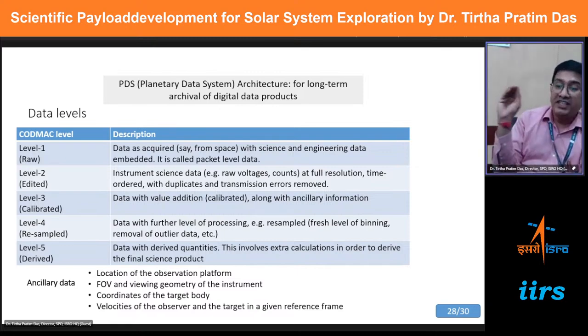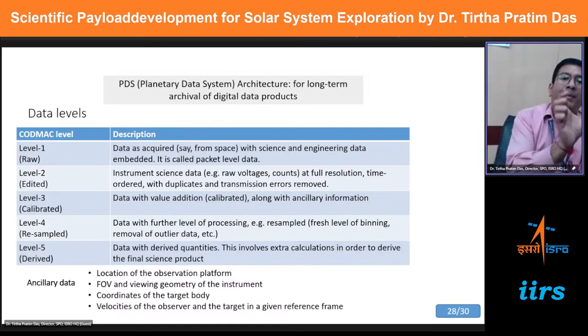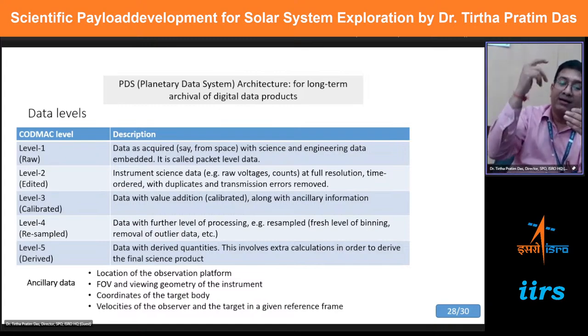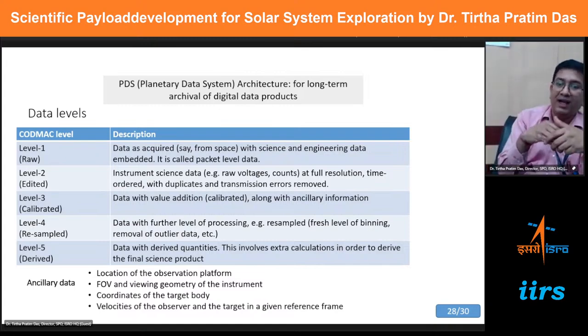That is a fresh level of binning. Suppose very high cadence data are coming. You don't need that cadence. You are having data every few microseconds, you need only one minute. So you bin every minute of data. Okay, this is called resampling. If there is any outlier, remove that. Then you have derived data, meaning a final form of data.